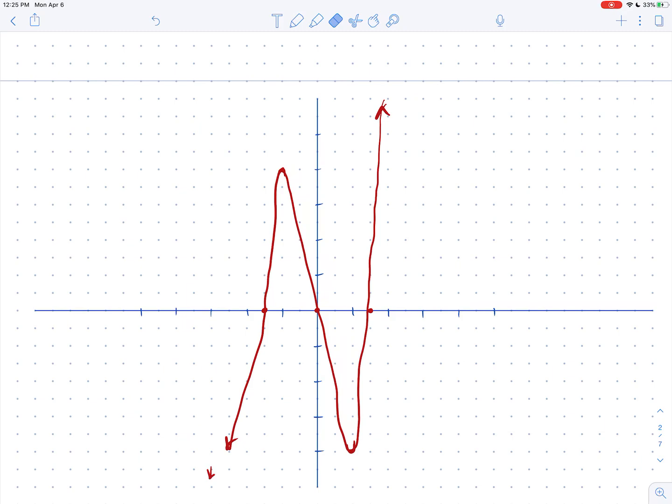I don't have a lot of time to keep making this new. I will erase this part, I guess, because I kind of wobbled there. It should sort of just go straight like that. That's better. There we go. Okay, so that's a rough graph.